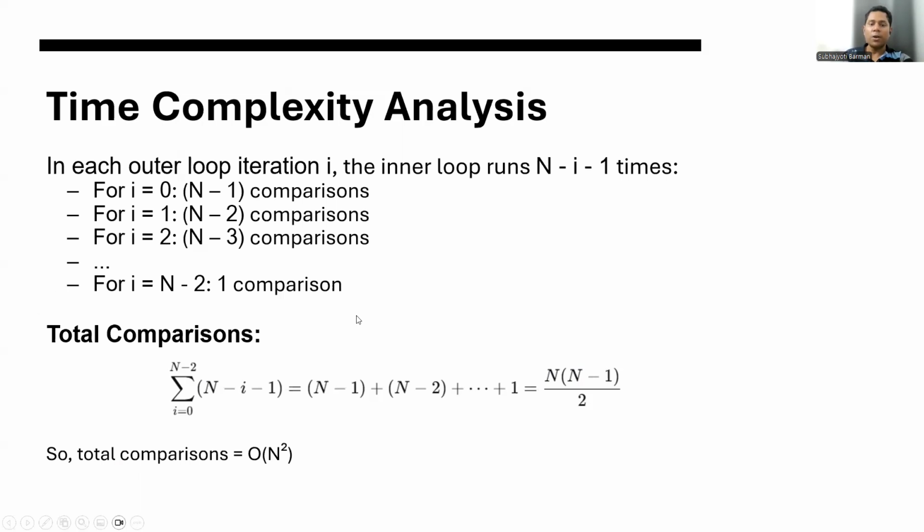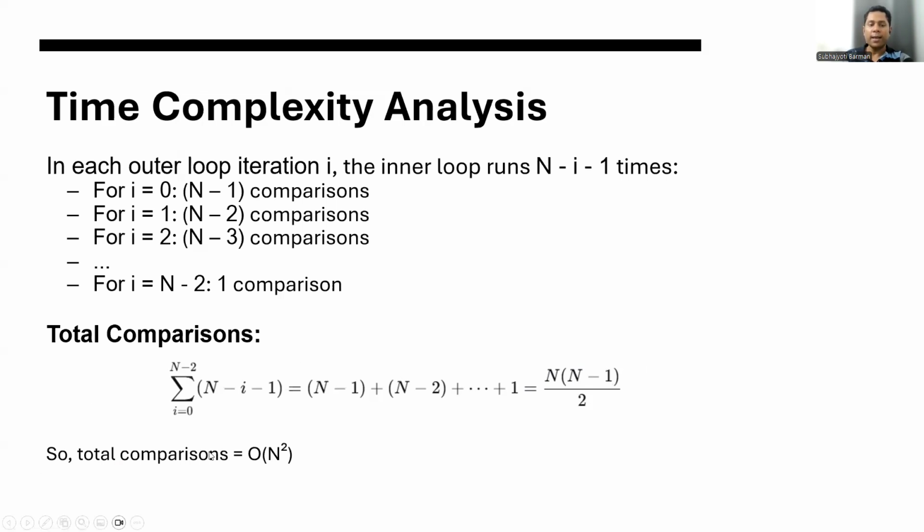So the total number of comparisons can be represented as n into n minus 1 by 2, right? Because we have the series 1 plus 2 plus 3 dot dot dot up to n minus 1. n into n plus 1 by 2 is the summation of the first n natural numbers. But in our case, the limit is n minus 1. So ultimately, this equation will become n into n minus 1 by 2. This is my cost polynomial, right? So this is nothing but a degree 2 polynomial.